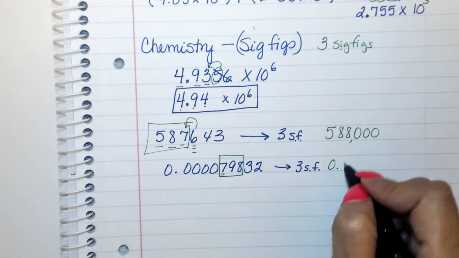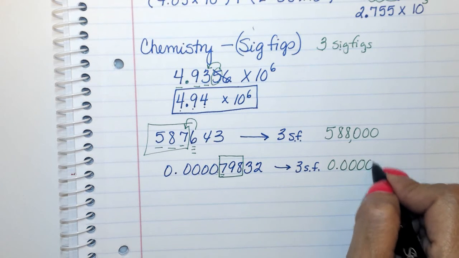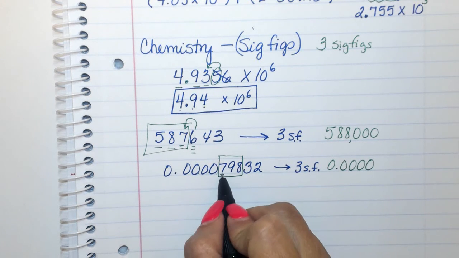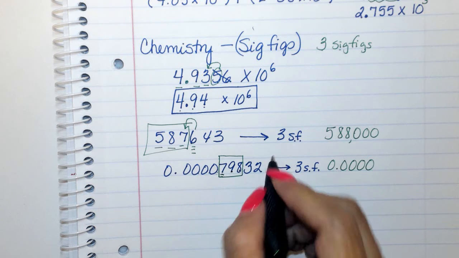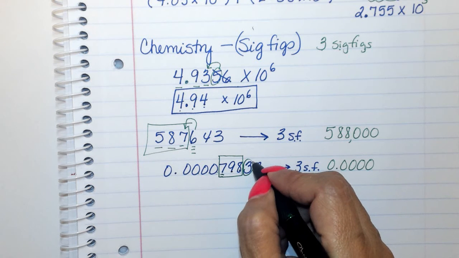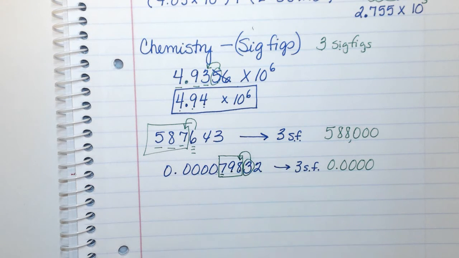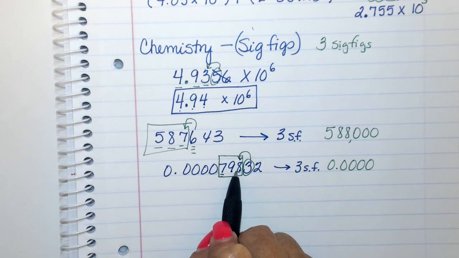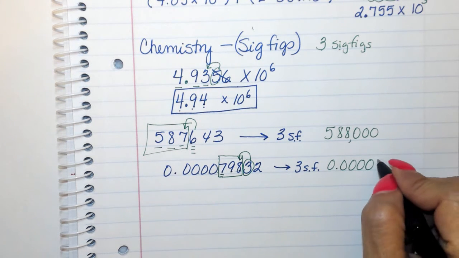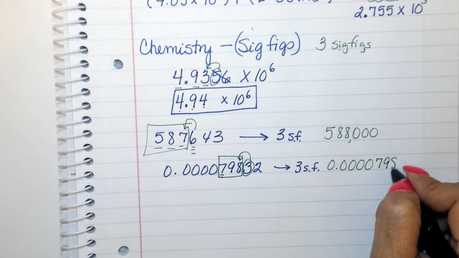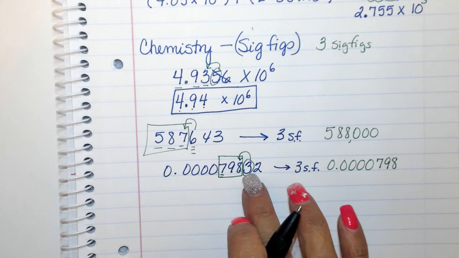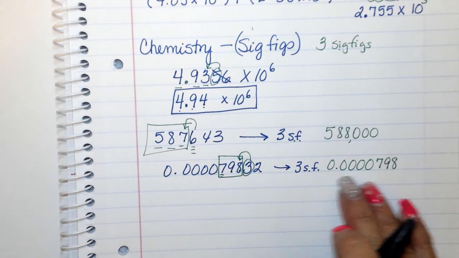1, 2, 3, 4. 1, 2, 3. I got to leave those. I'm going to have the 7, the 9, and the 8. I'm going to look at this one. The 3 is not going to affect the 8, right? Because the 3 is less than 5. So I'm going to put 7, 9, 8. These numbers do not change this value at all.